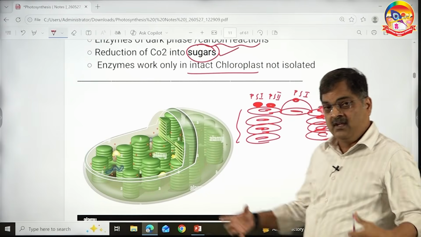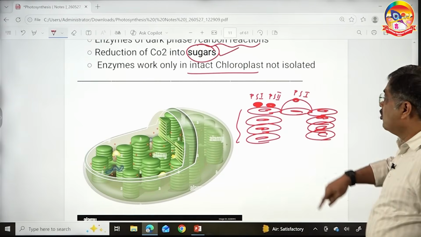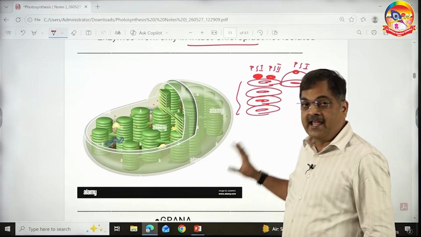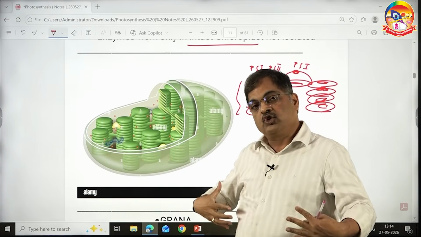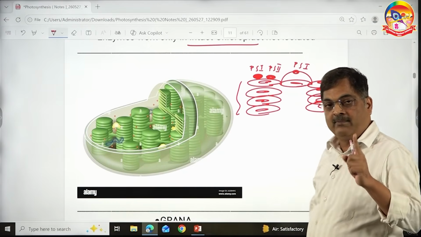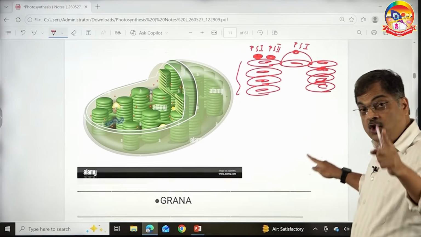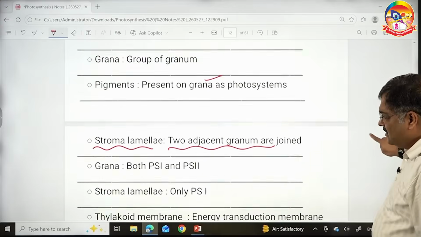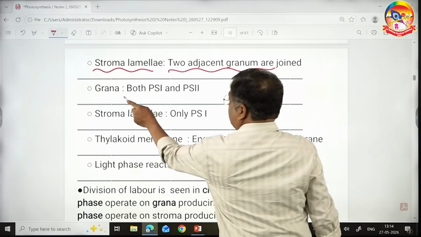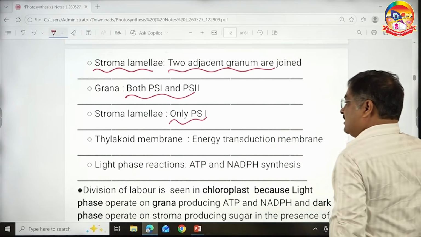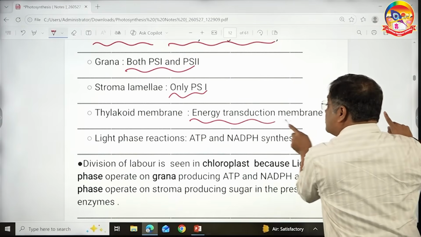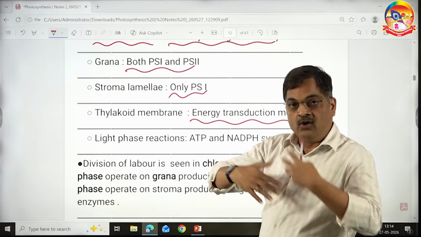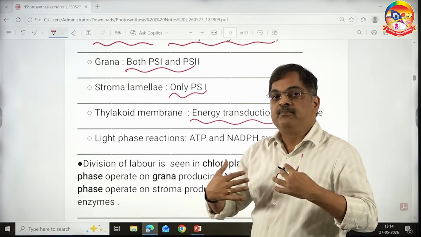Now, what is a photosystem? It's a group of pigments. All right, here you see only photosystem 1, whereas in these two, you see both photosystem 1 and 2. Remember, I repeat again, grana thylakoids contain both photosystem 1 and 2, whereas stroma lamellae will have only PS1. That is the reason non-cyclic electron transport is not seen there. These are the points which you know. Grana both PS1 and PS2, stroma only PS1. Thylakoid membrane is an energy transducing membrane because it is impermeable to protons. It allows proton accumulation on one side, creating a proton gradient.